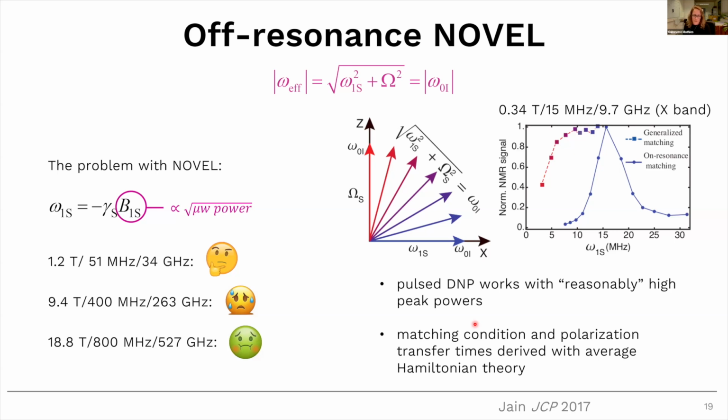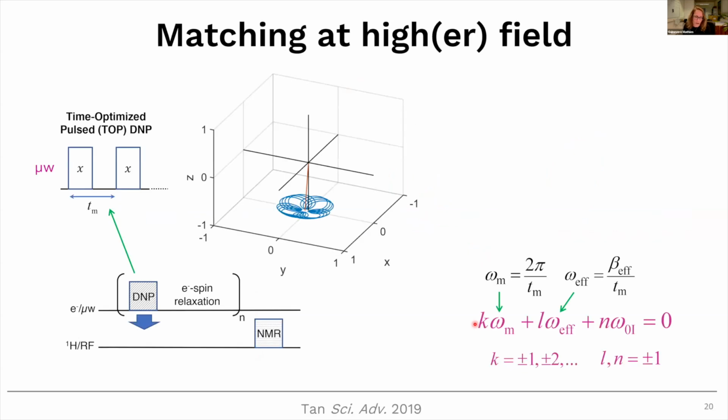I just want to mention that we realized that from this experiment, and it was then actually Kong Tan who took this to a higher level when he designed the TOP DNP pulse sequence. TOP stands for time optimized pulse DNP. And instead of applying a spin lock like we did in the NOVEL sequence, we now apply a pulse train. So this pulse sequence just consists of a pulse, delay, pulse, delay.